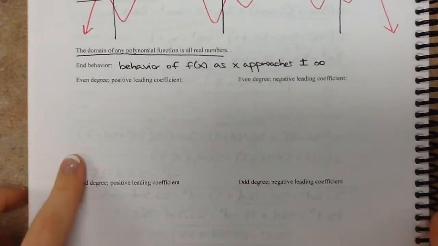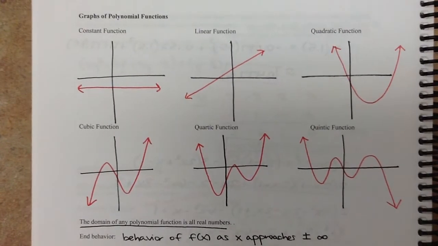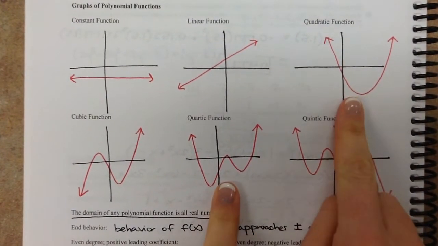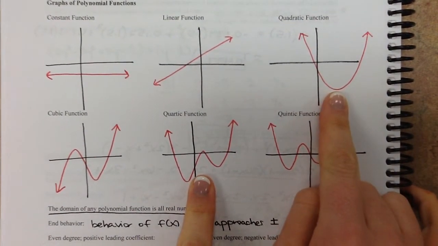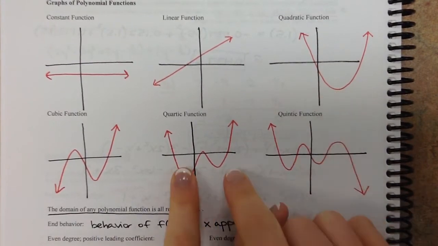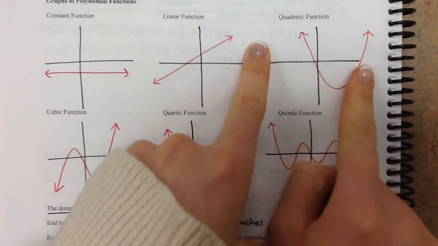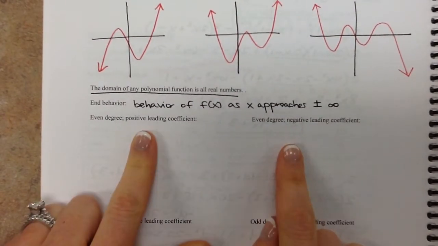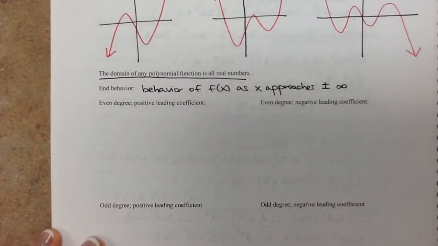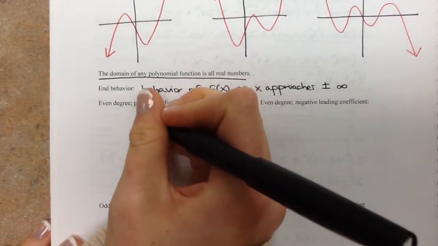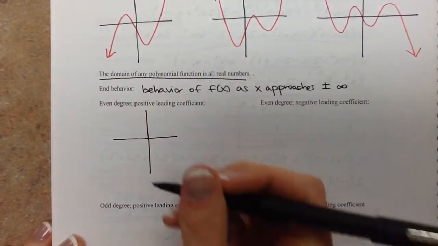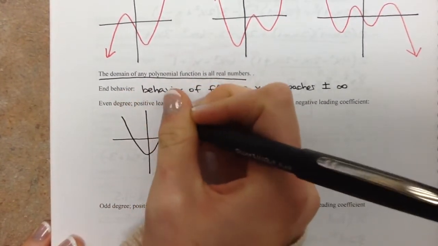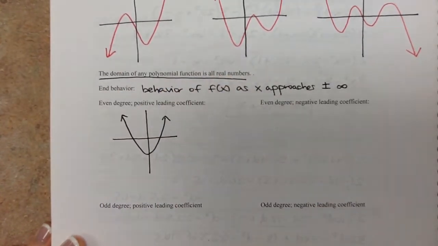An even degree, here's what I want you to look at. An even degree, these are the 2 examples that we have here. Notice that they are headed in the same direction. They either both go up, like these 2, or if I flipped it, they both go down. And that is dependent upon if you have a positive or negative leading coefficient. Okay, so a quick example. It looks something like this. Okay, so that's just an example.